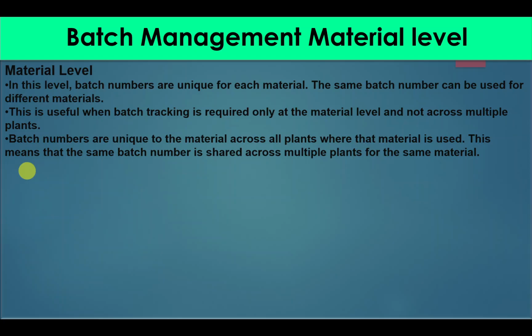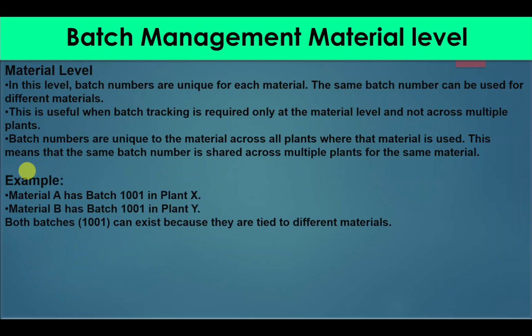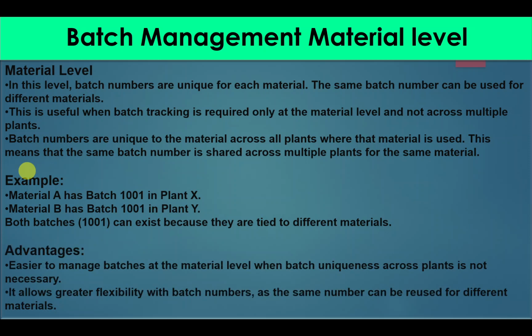Batch numbers are unique to the material across all the plants where the material is used. Meaning the same batch number can be used across all the plants. It doesn't matter. And batch numbers are unique to the material across all the plants where that material is used. This means that the same batch number is shared across multiple plants for the same material. And this is the example where you can see material A has batch 1001 in a certain plant, and material B can also have the same batch number in another plant.